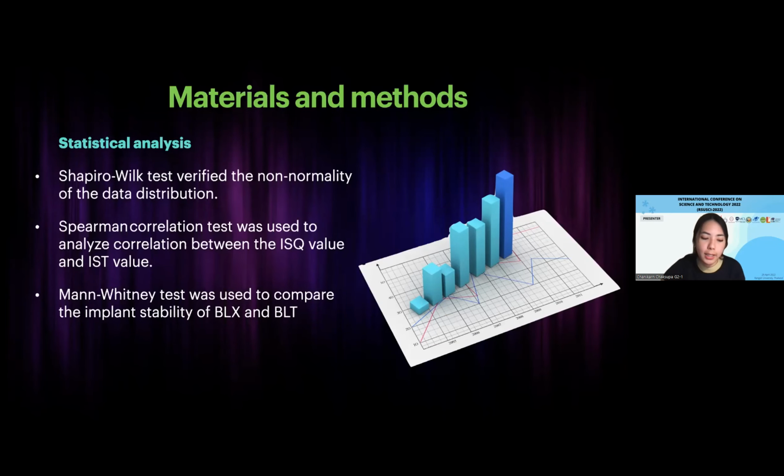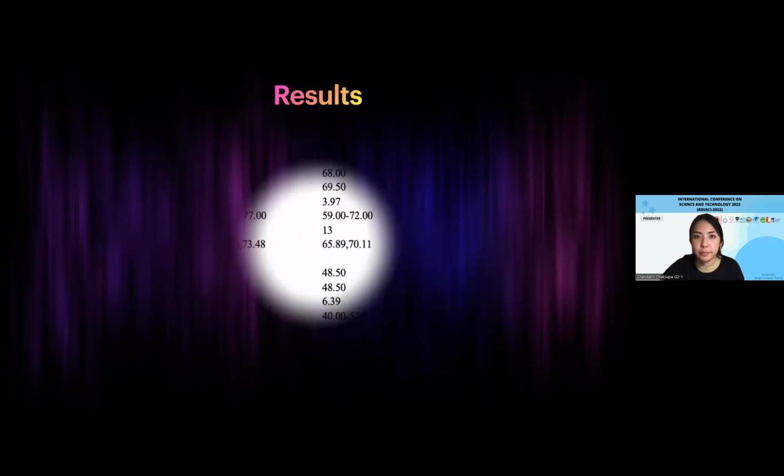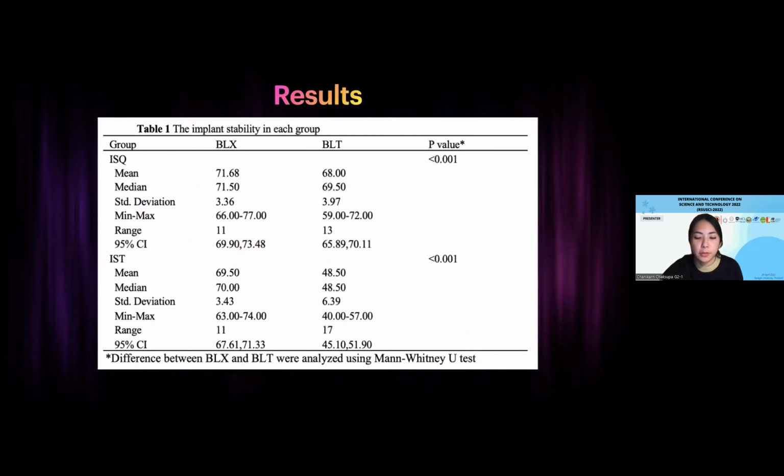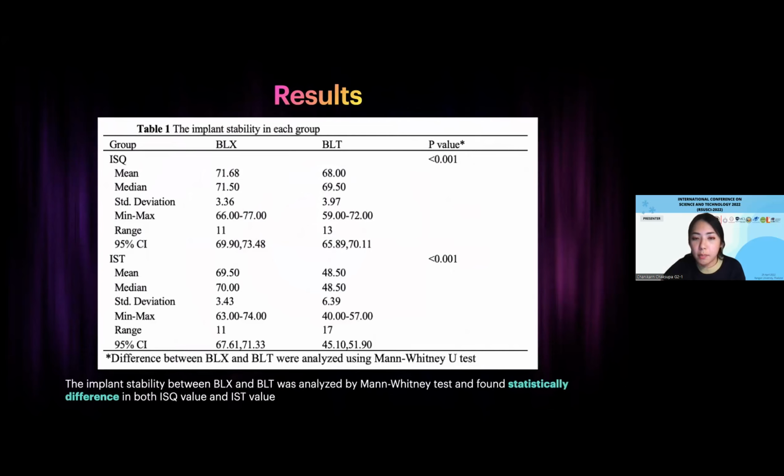For statistical analysis, I used the Shapiro-Wilk test, Spearman correlation test, and the Mann-Whitney test. For the results, the mean implant stability values and the standard deviations were shown in the table. The implant stability between BLX and BLT was analyzed by the Mann-Whitney test, and I found statistically significant differences in both ISQ value and IST value.